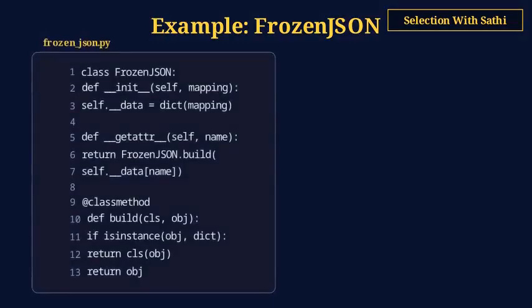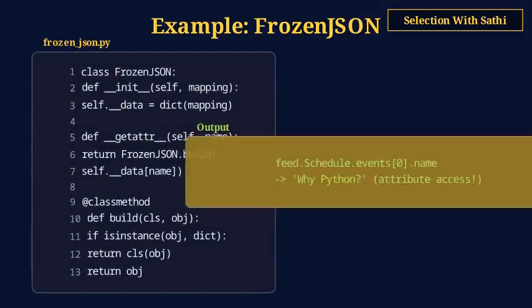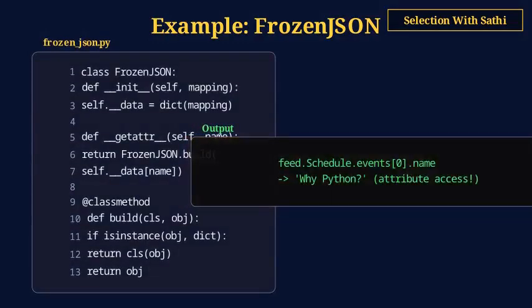FrozenJSON from Fluent Python is a beautiful example of __getattr__. The constructor stores the mapping in a private attribute called _data. When you access any attribute, __getattr__ looks it up in the data dictionary. If the value is itself a dictionary, it wraps it in a new FrozenJSON recursively.